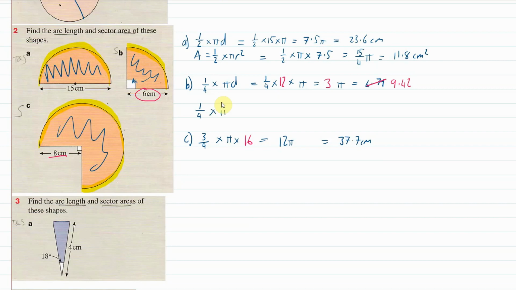The next one you can see is a quarter of a circle, so we're going to go a quarter times pi times the radius squared. In this case the radius is that 6, so it's going to be 6 squared.